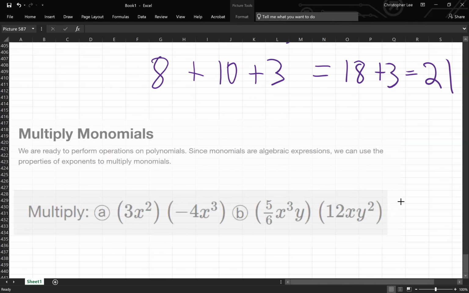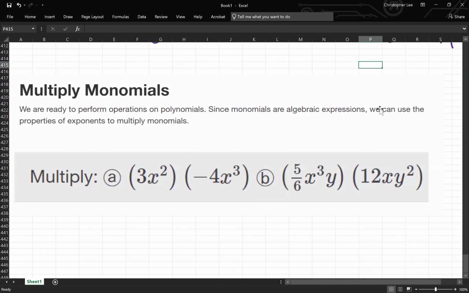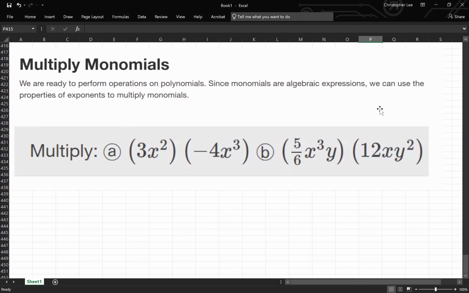All right. So this our topic for today, right? We're gonna start off with multiplying monomials. Right? So we are ready to perform operations on polynomials since monomials are algebraic expressions. We can use the properties of exponents to multiply monomials. All right. I'm gonna give it to y'all real simple. Numbers with numbers, variables with variables. Period. That's how you do it.